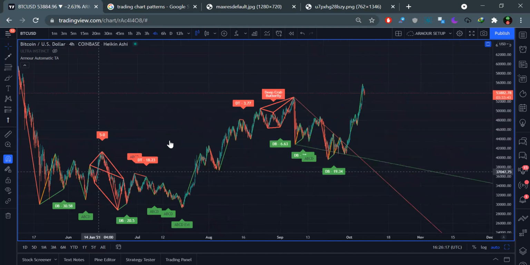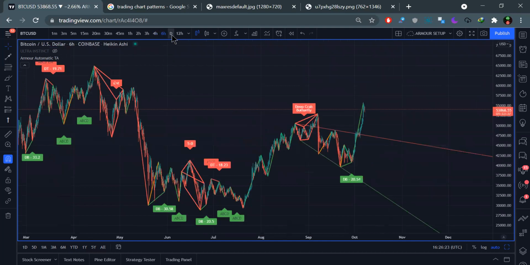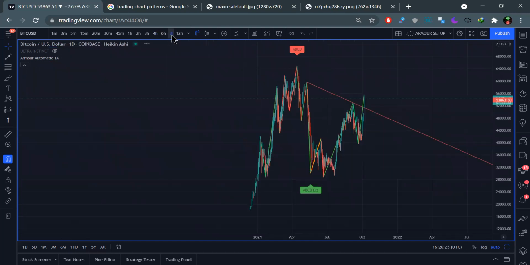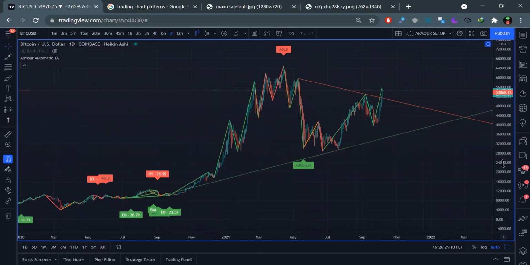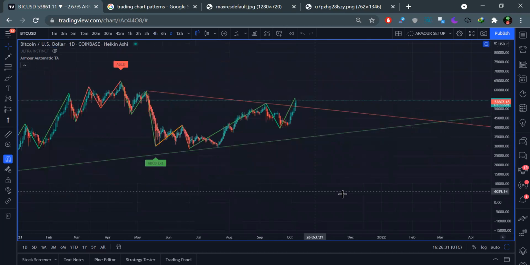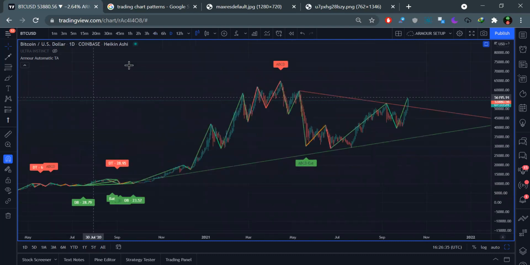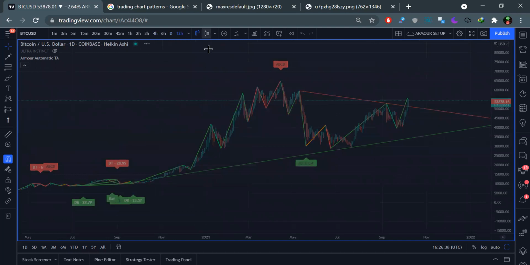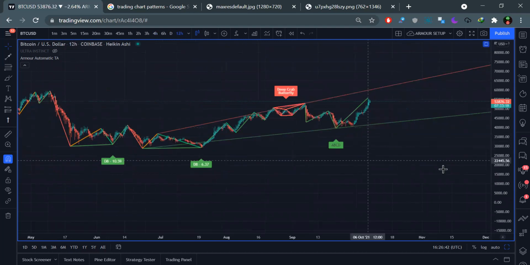But there is something bigger going on in the higher time frame. So let's keep switching to higher. This is 6 hours. Nope. 1 day. That's definitely broken. Definitely broken.